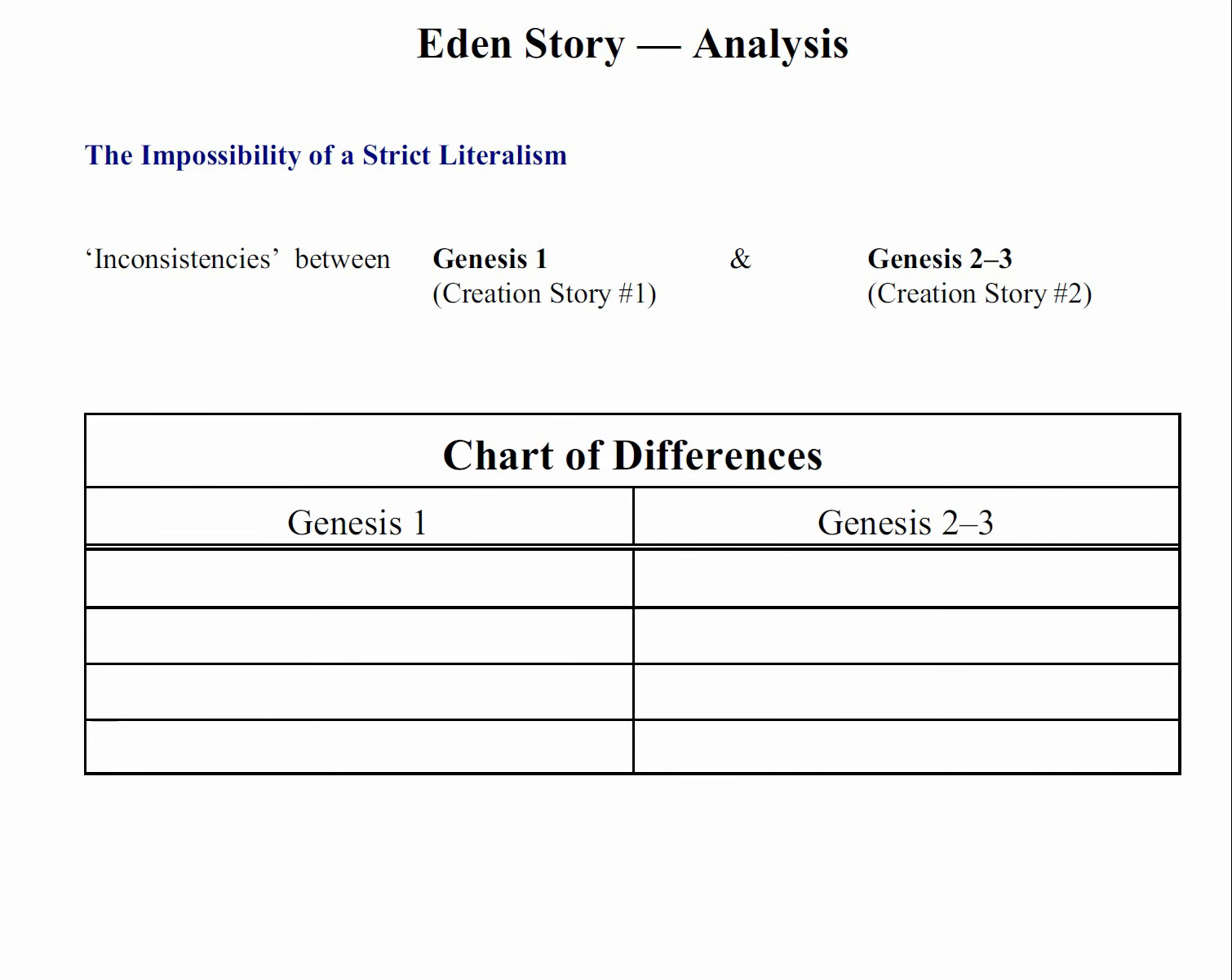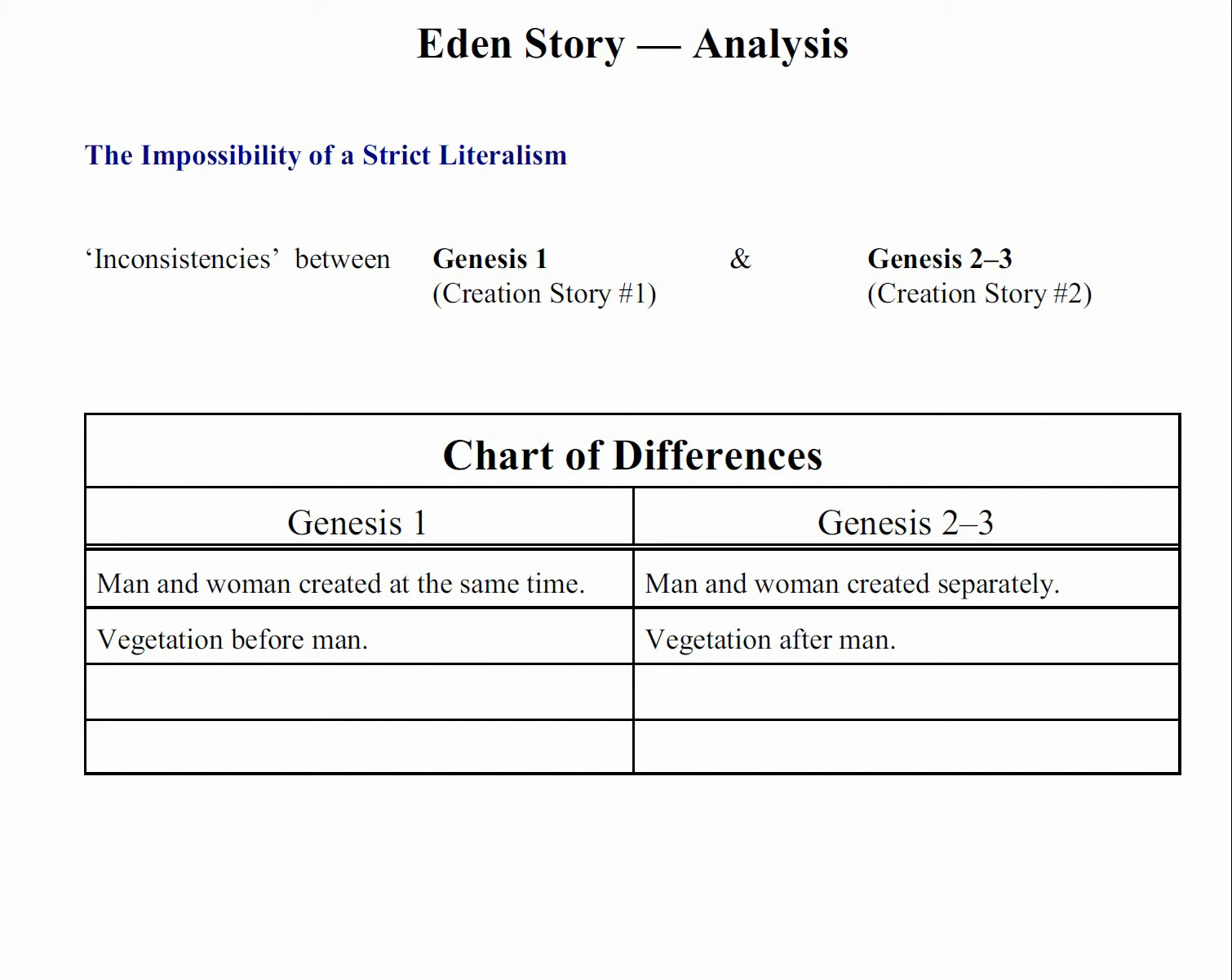Here's a quick chart that shows some of those differences. If we read the first creation story, the man and the woman were created at the same time. But in the second one, they're created separately, quite a bit separately. All the animals are created in between and named. In the first one, vegetation shows up before the man. In the second one, it's after the man. In the first one, animals before the man. In the second story, animals appear after the man.